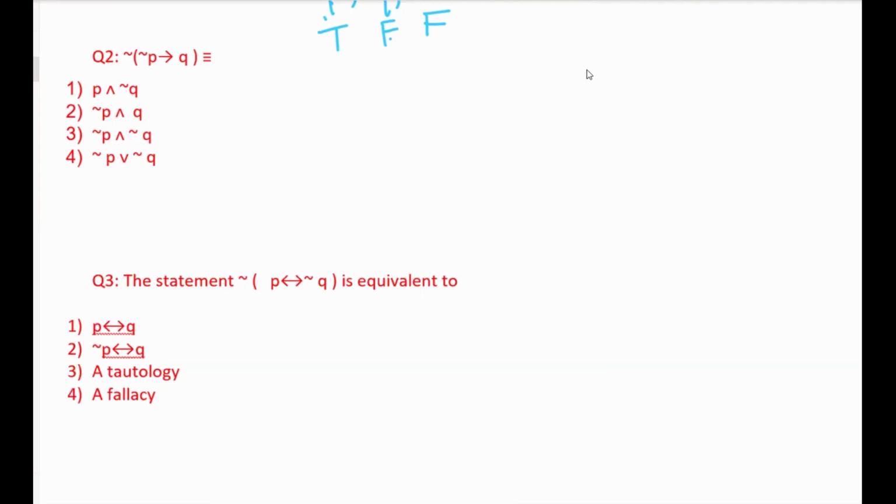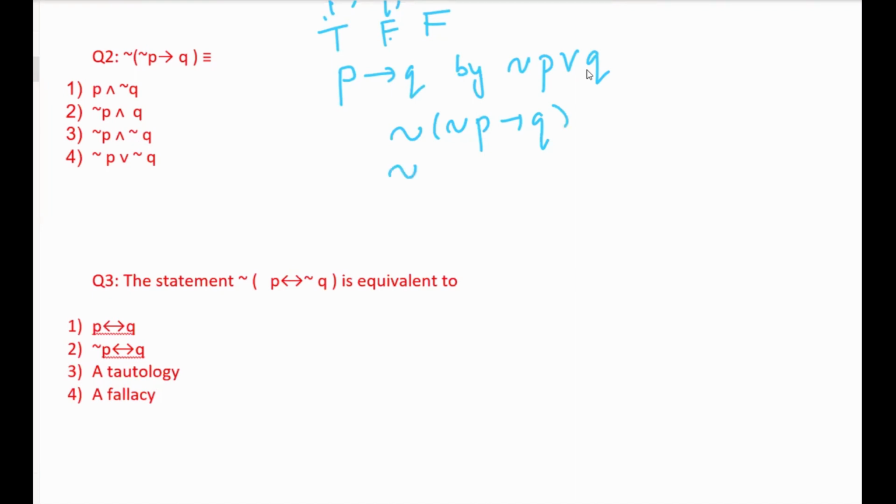I already told you that we should always replace P implies Q by negation P union Q. Then only can we proceed in this chapter. Now we are going to solve this question. What is our question? Negation of negation P implies Q.